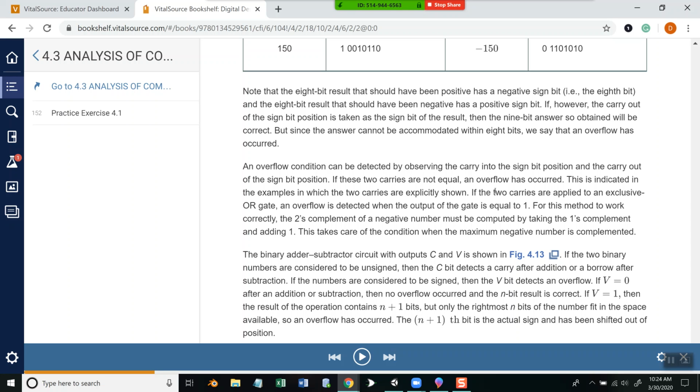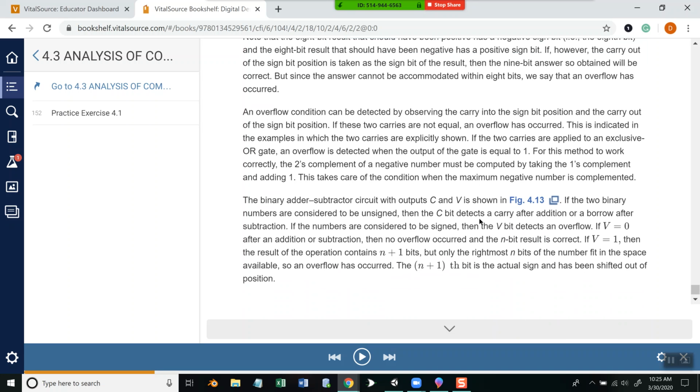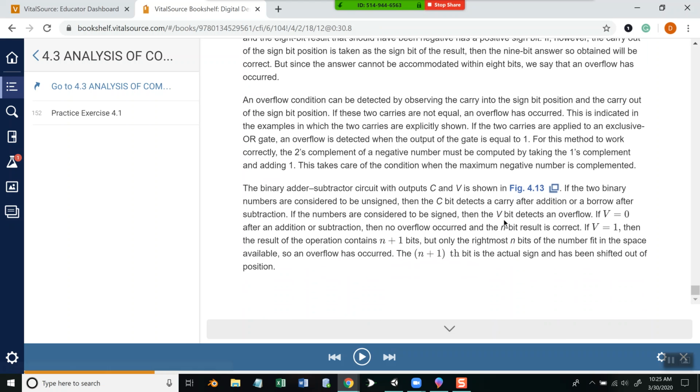The 2 carries are applied to an exclusive OR gate. An overflow is detected when the output of the gate is equal to 1. Because if I remember right, the XOR gives you a 1 if exactly one of them is a 1. So if they're different, then it gives you a 1, which is why the XOR gives you your overflow condition.